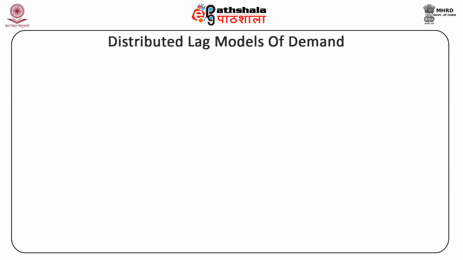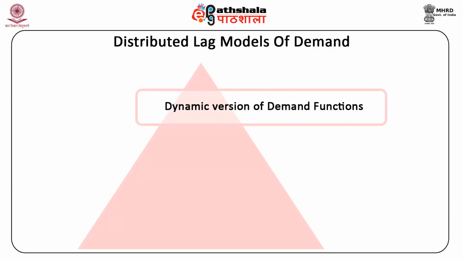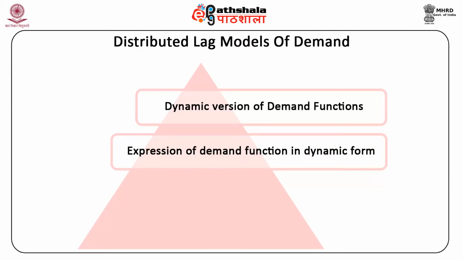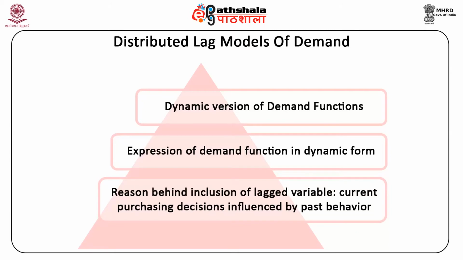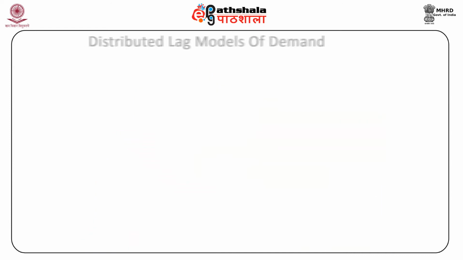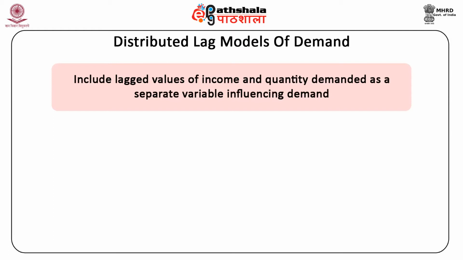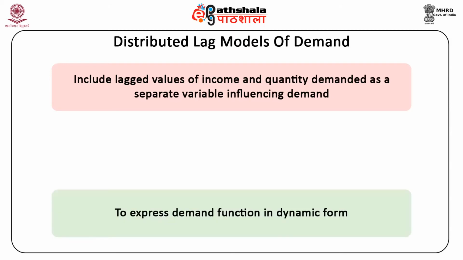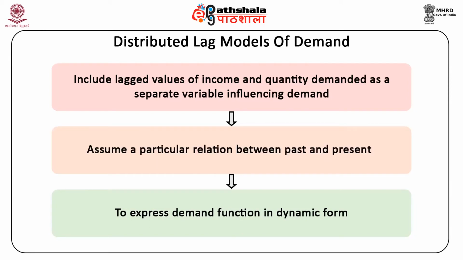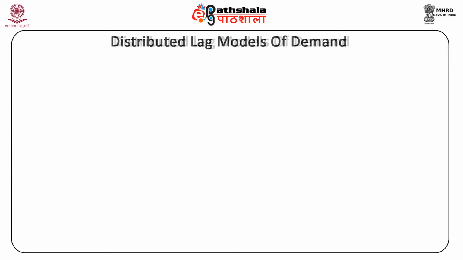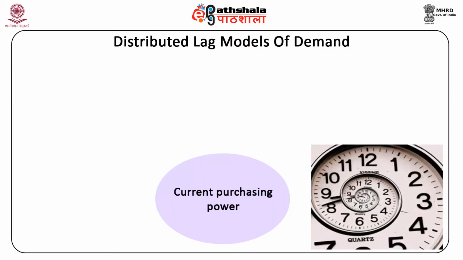Further, we learn the distributed lag models of demand, the dynamic version of demand functions. The dynamic version of demand function is shown with distributed lag models of demand. A current development in demand theory is the expression of demand function in dynamic form. The reason behind inclusion of lagged variables is that current purchasing decisions are influenced by past behavior of individuals. Dynamic demand functions include lagged values of income and quantity demanded as separate variables influencing the demand in any particular period. In order to express the demand function in dynamic form, we must assume a particular relation between the past and the present. One of the most vital relationships is that current purchasing behavior depends upon past level of demand and past level of income.